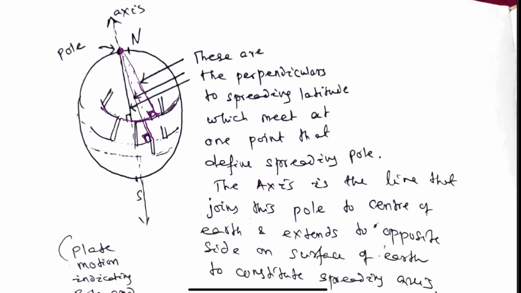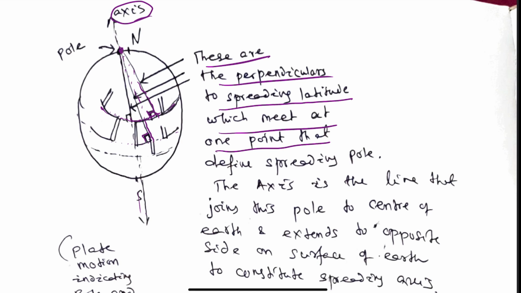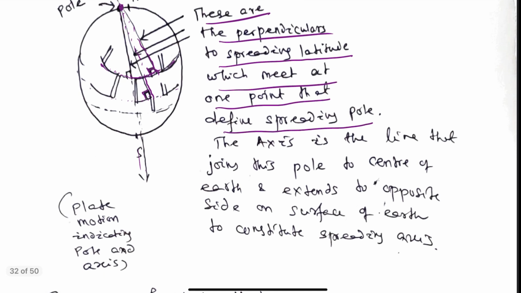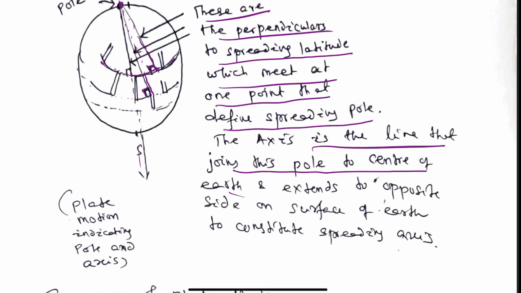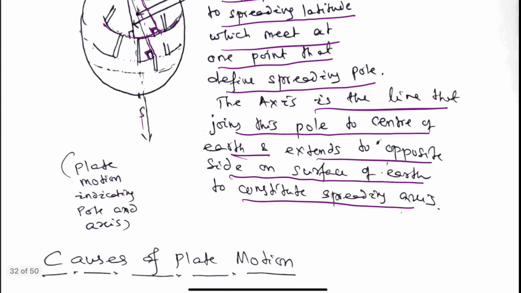And through that pole, if we imagine that this pole through the center of the earth is extended downwards, that gives the axis of rotation, and this becomes the pole with respect to this plate for its rotation. So these are the perpendiculars to the spreading latitude which meet at one point that define the spreading pole. The axis is the line that joins this pole to the center of the earth and extends to the opposite side on the surface of the earth to constitute the spreading axis.